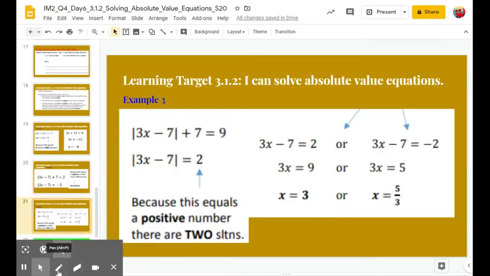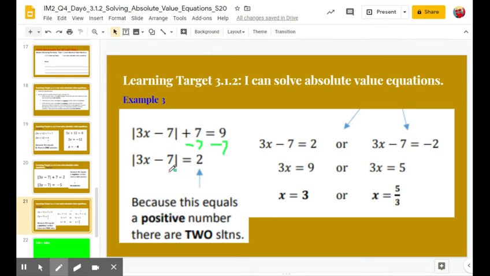All right, last example. This is the classic. This is going to be more of your typical ones that you're going to be solving. So we have absolute value of 3x minus 7 plus 7 equals 9. So we subtract 7 from both sides. So now we get the absolute value of 3x minus 7 equals 2. All right. Now it's a positive number, so we know there's two solutions.